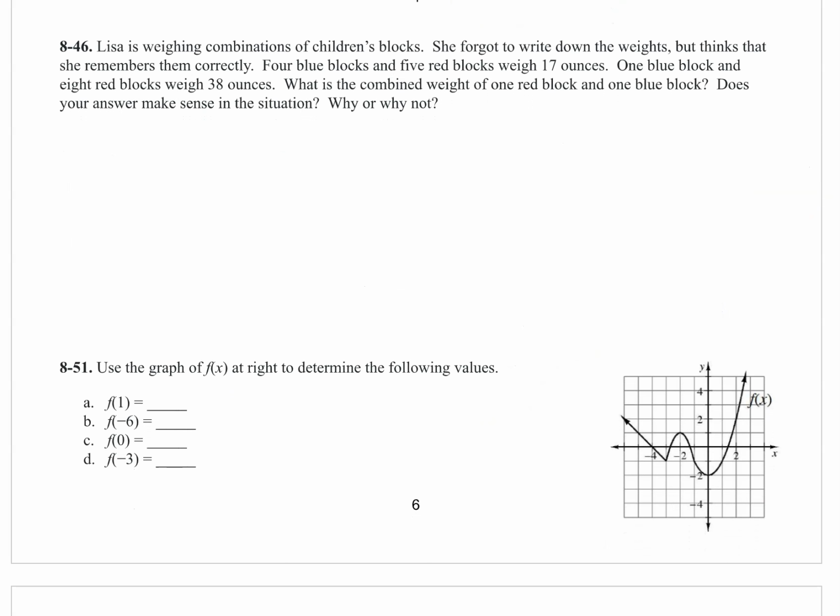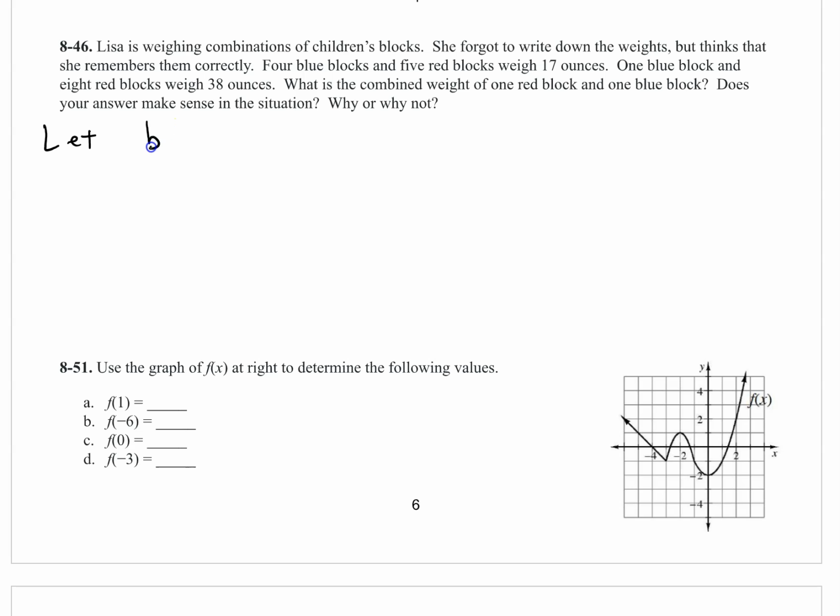Alright, 846. Lisa is weighing combos of children's blocks. She didn't write down the weights, but thinks she remembers them. 4 blue blocks and 5 red blocks are 17 ounces. 1 blue block and 8 red blocks are 38 ounces. What's the combined weight of 1 red and 1 blue block?